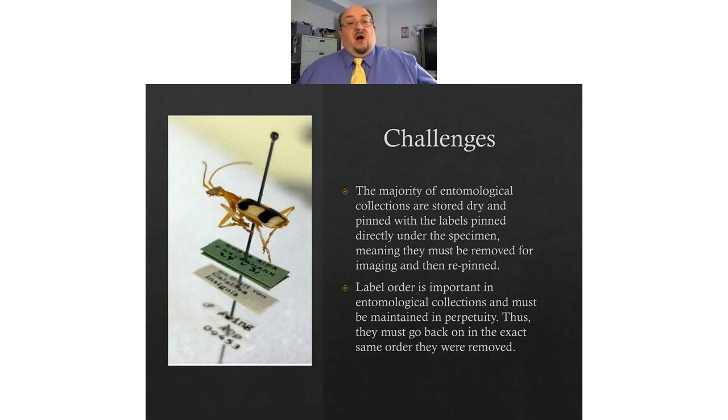And in entomology, the label order is absolutely critical, because it puts things into a historical context, and so the label order has to be maintained in perpetuity. So the short version of that is everything has to go back on in the exact same order that they came off.